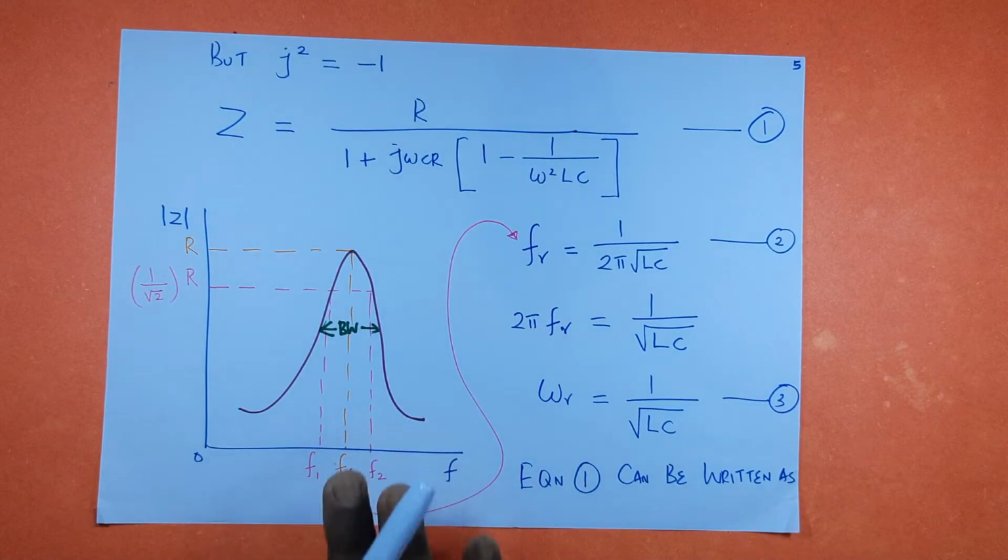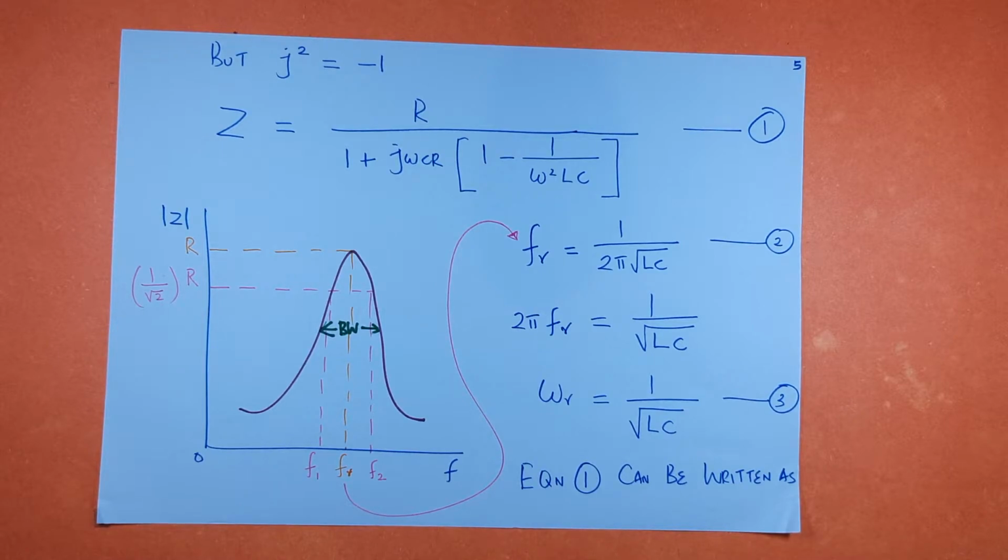Next, this j is nothing but root of minus 1. So j square is going to be minus 1. So instead of j square you put minus 1. So Z equals R divided by 1 plus j omega CR multiplied by (1 minus 1 by omega square LC). So this is the impedance versus frequency, how the impedance varies with the frequency.